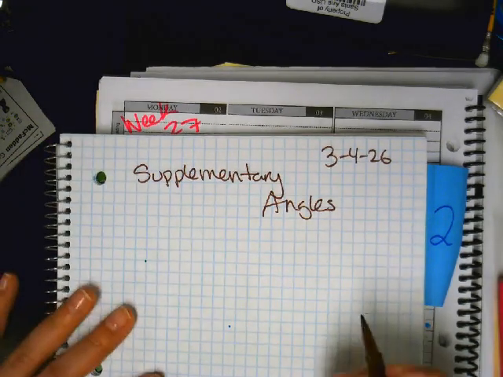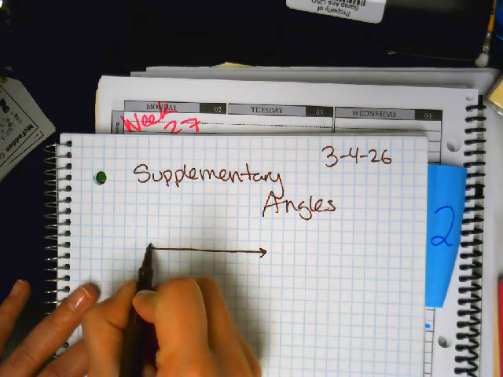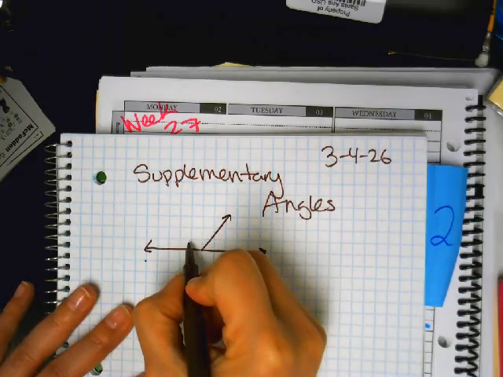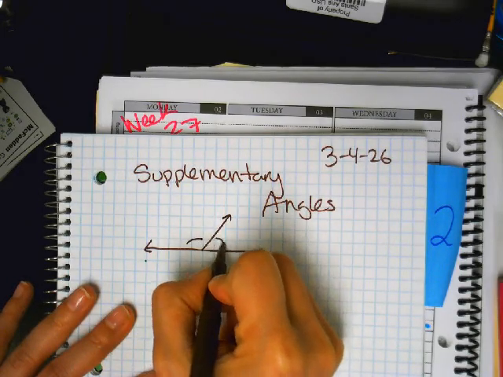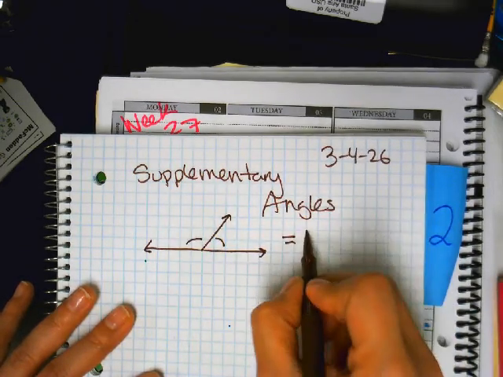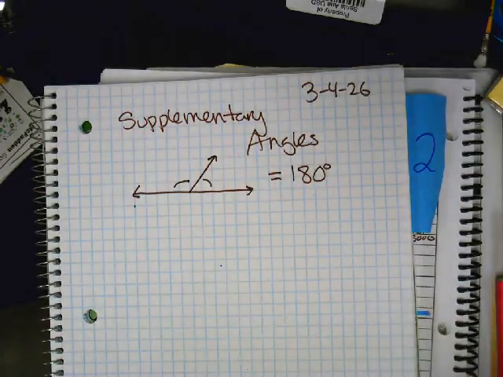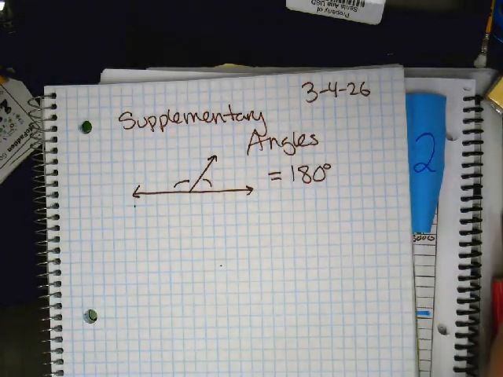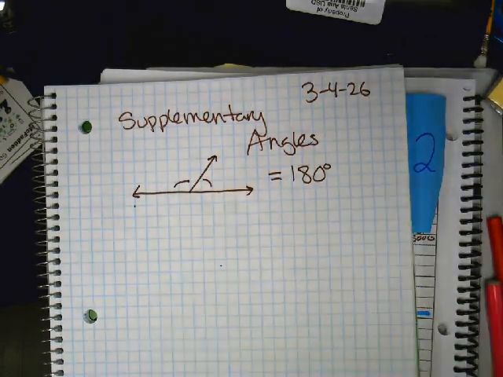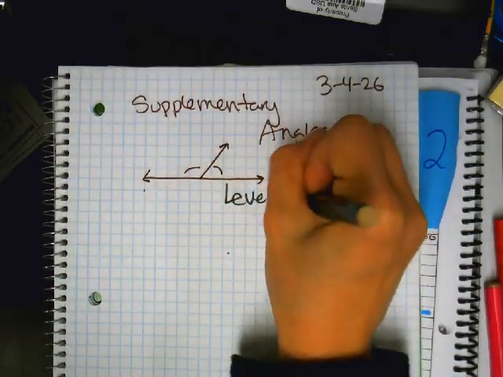All right. Supplementary angles. What do supplementary angles look like? Straight. What is it equal? 180. Okay. Does it work or not? All right. Level. Oh, this is level 5000.